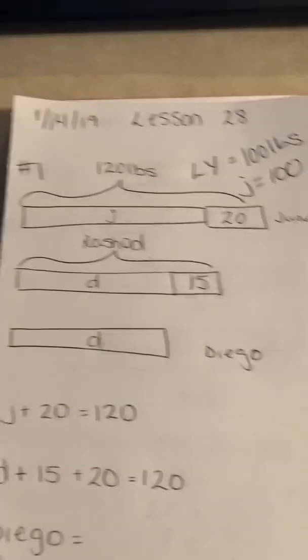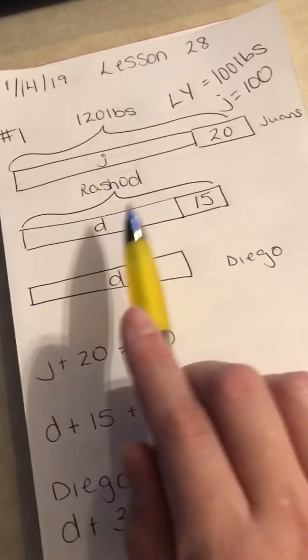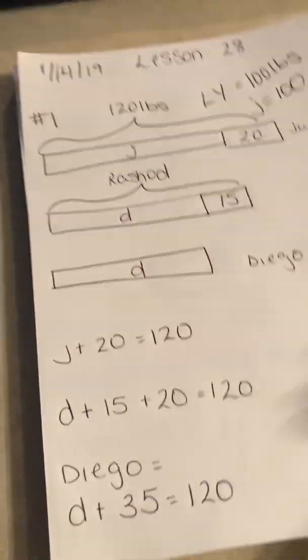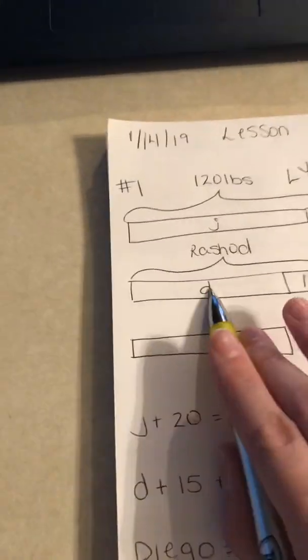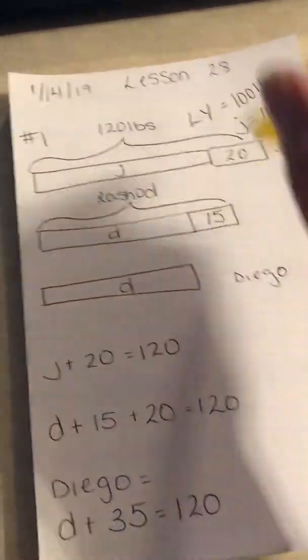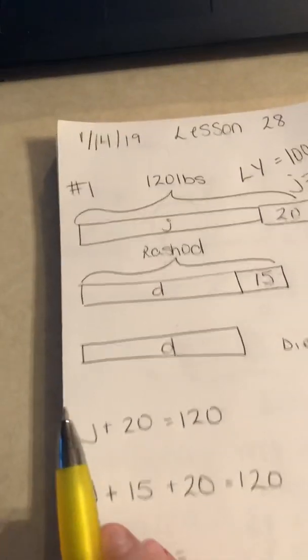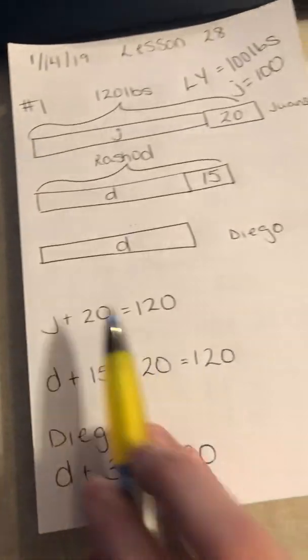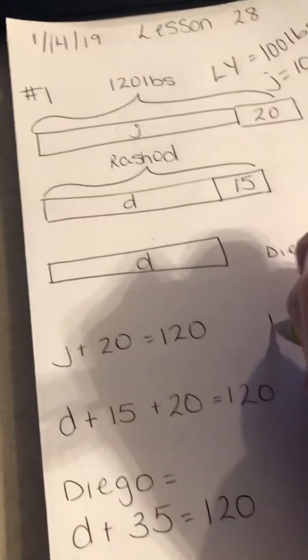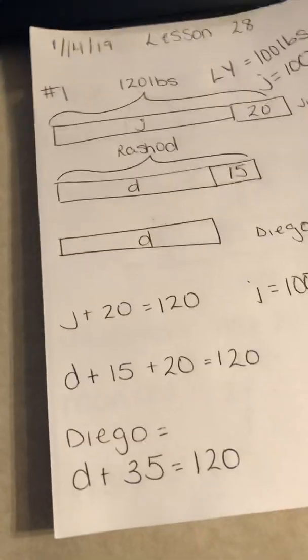So now I drew that Rashad weighs 15 pounds more than Diego, but we don't know how much Diego weighs. So we're putting that as a D, and that's Rashad. And then we have Diego's weight. And again, it advised us to use D for Diego. And then I wrote my equations. J plus 20 equals 120. We know that J equals 100.